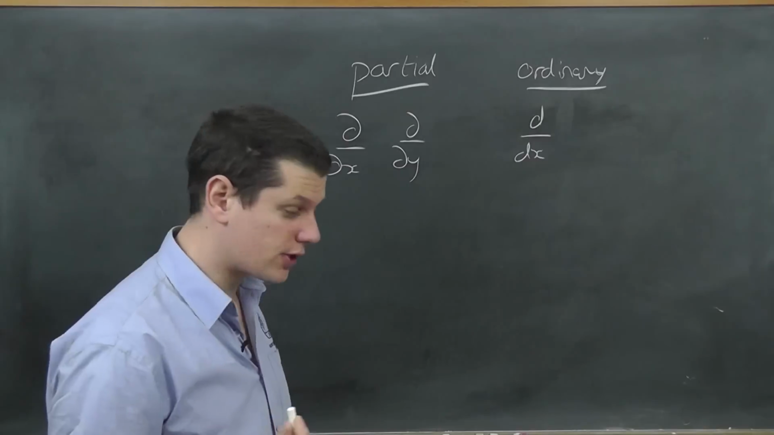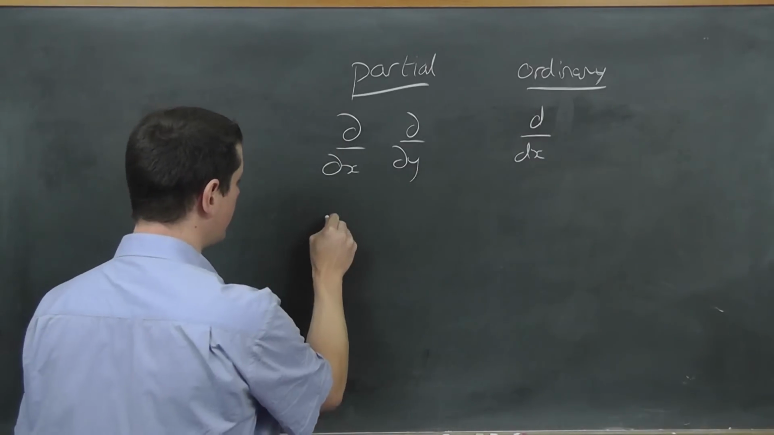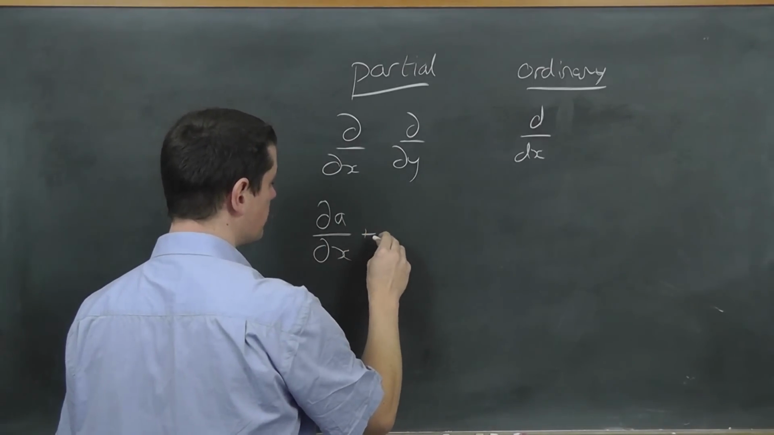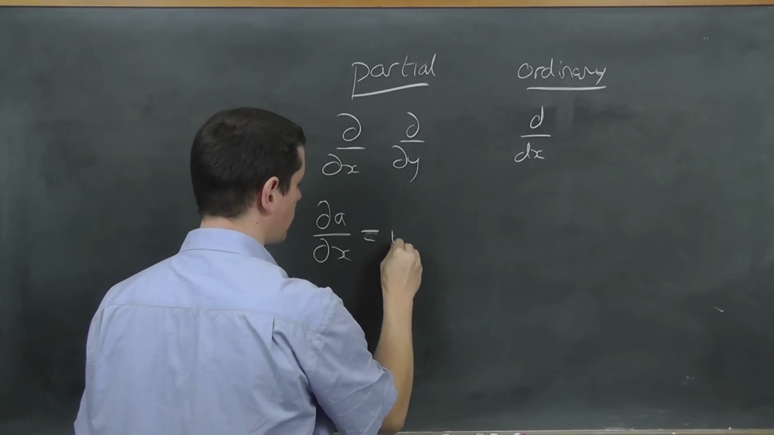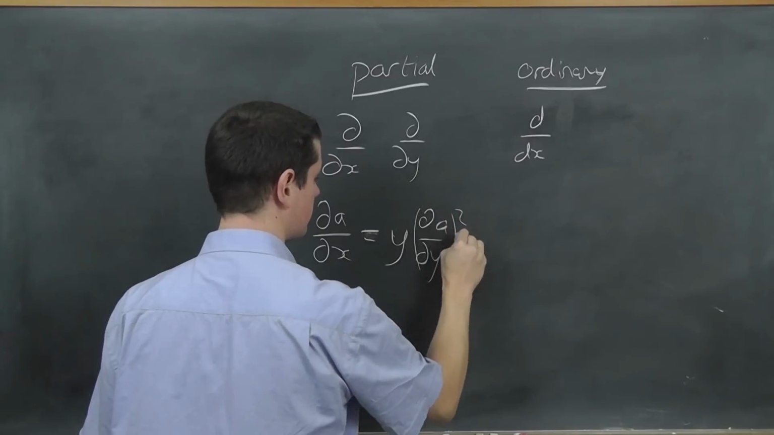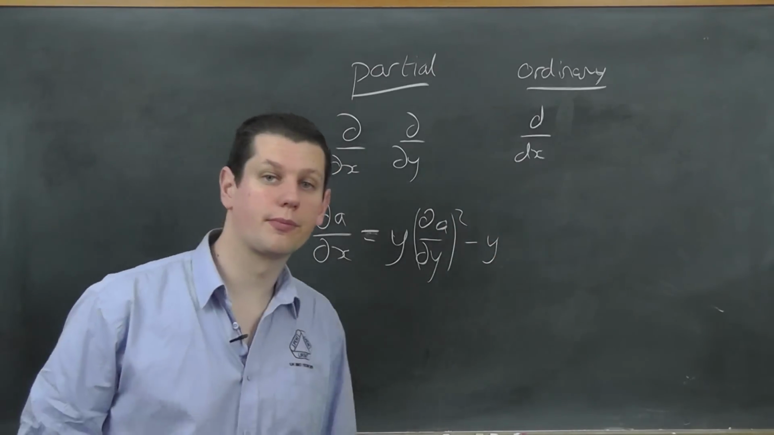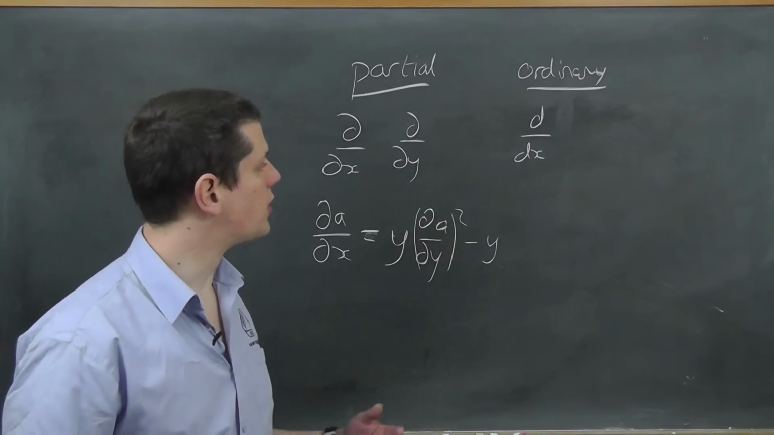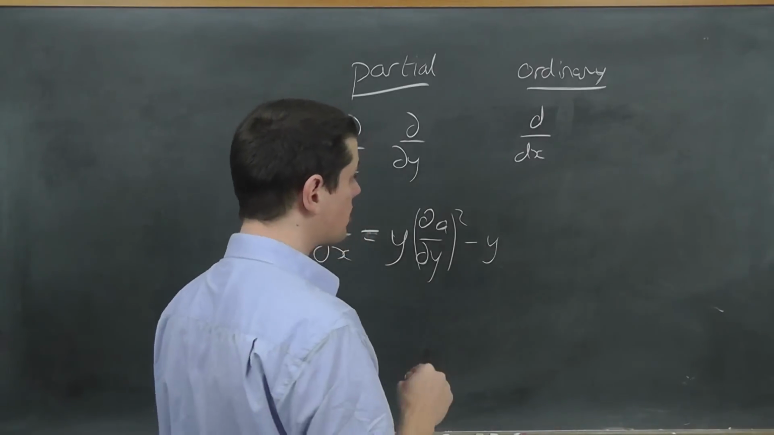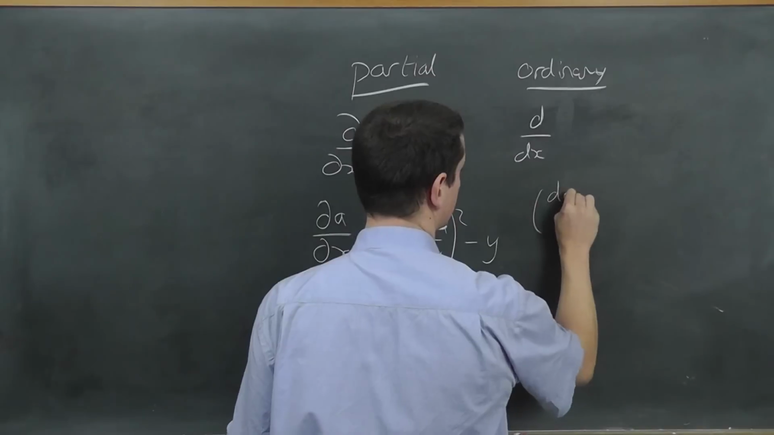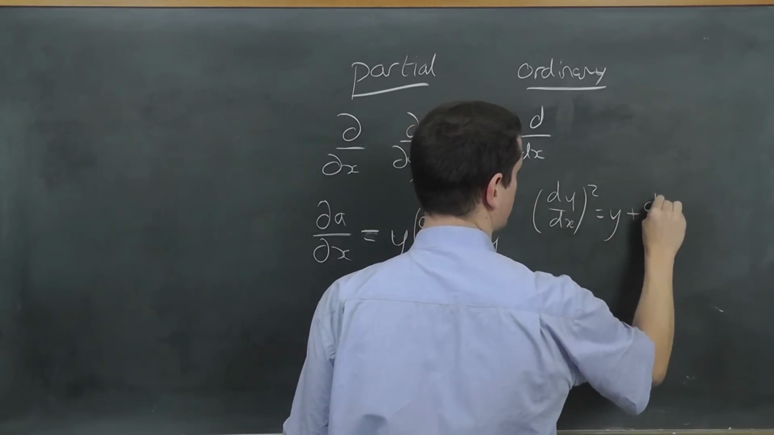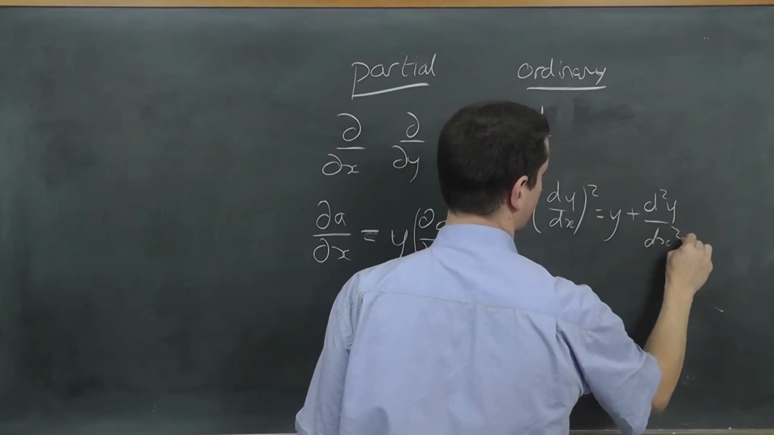So, for example, an example of a partial differential equation might be partial a by partial x is equal to y partial a by partial y squared minus y. Ordinary differential equations are the ones we've seen in the last couple of videos, and examples of those might include (dy by dx) squared equals y plus d squared y by dx squared.